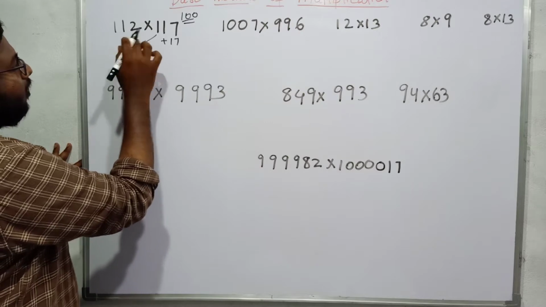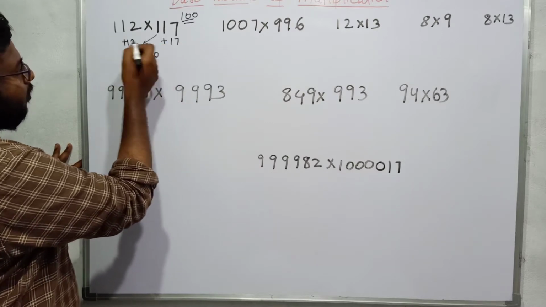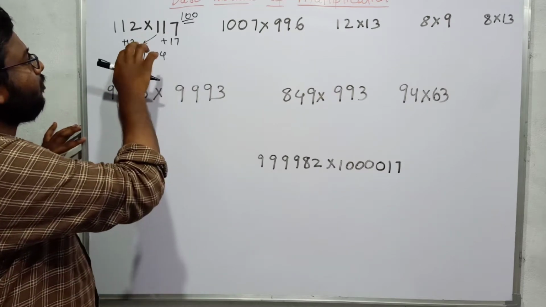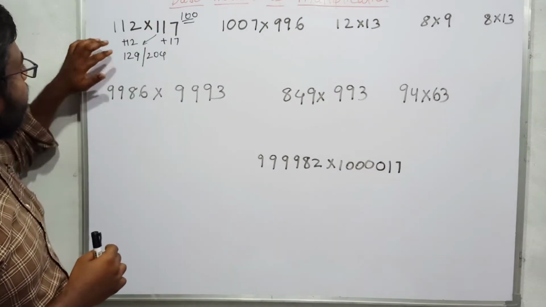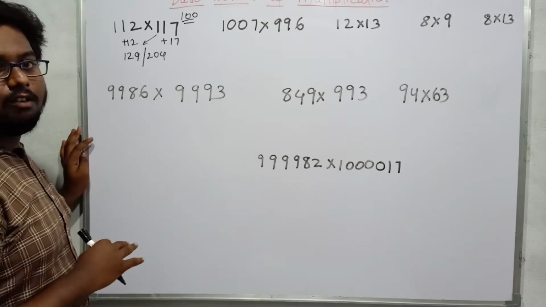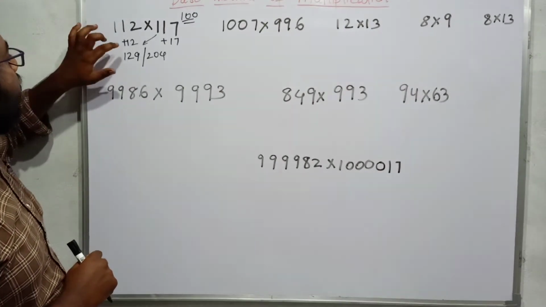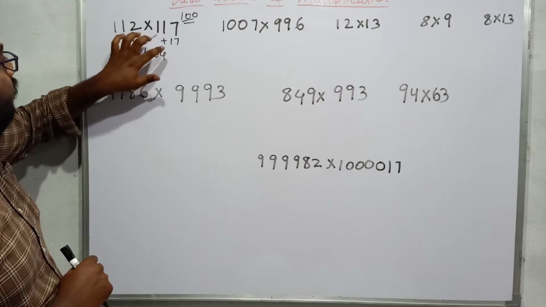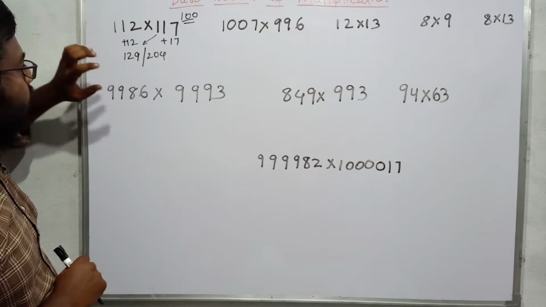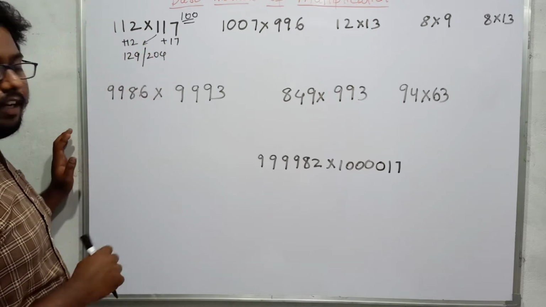129 slash 12 sevens is 12 into 17, which is 204. How did I get this 204? 17 into 12, I can calculate by writing 12 as 2 into 6. 17 times 6 is 102, 102 twice is 204. Otherwise you can calculate directly like this. 12 ones are 12, I will keep it beside, 12 sevens are 84, 12 plus 8 is 20, 20 beside 4. Otherwise I will calculate like that.